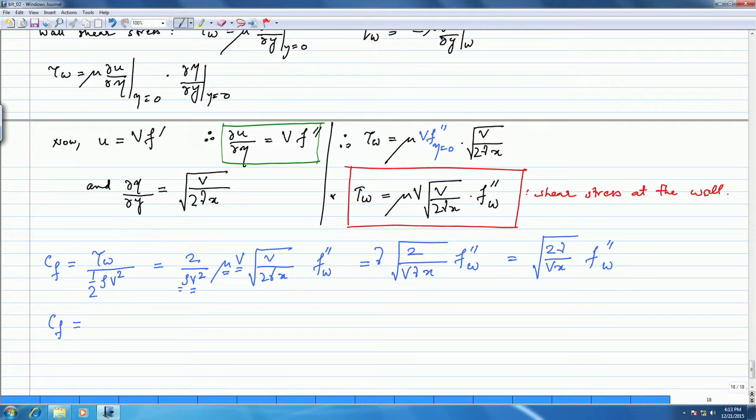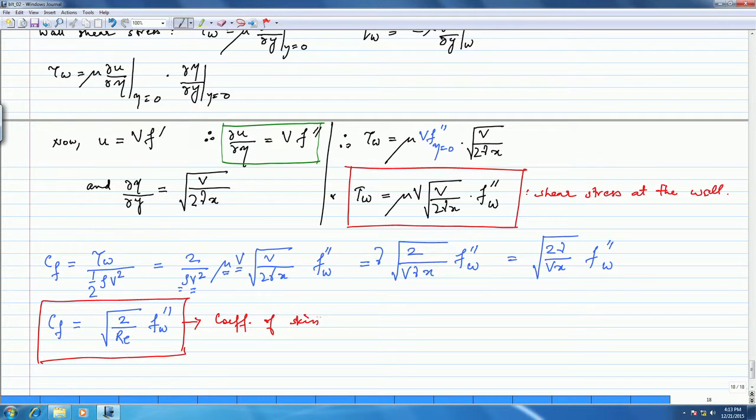So, what do we get now? Therefore, this is equal to 2 by R e. Hopefully, that is not too difficult to see here. So, this is nothing but our coefficient of skin friction. So, this is nothing but our coefficient of friction. If you remember the computer code that we wrote.